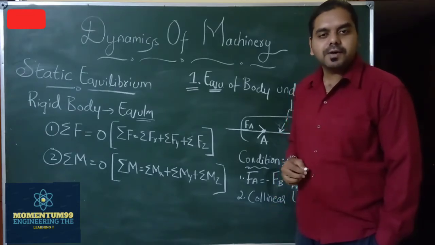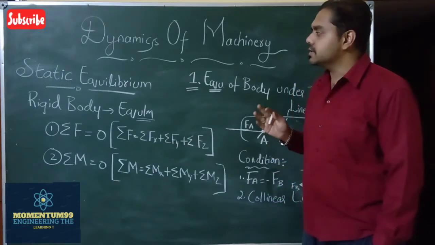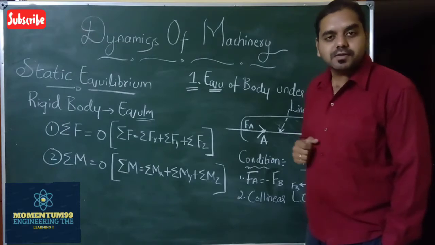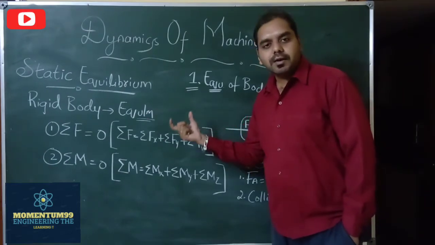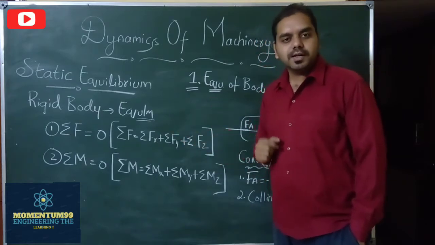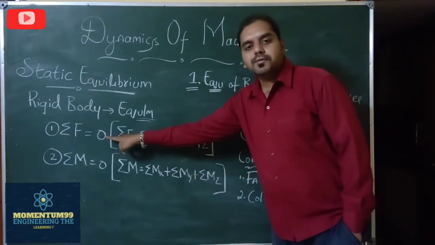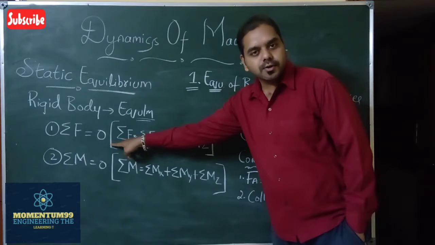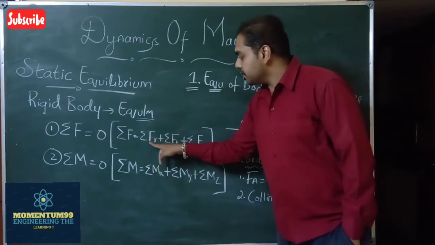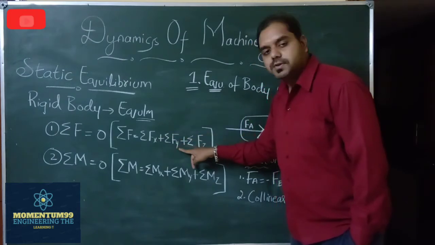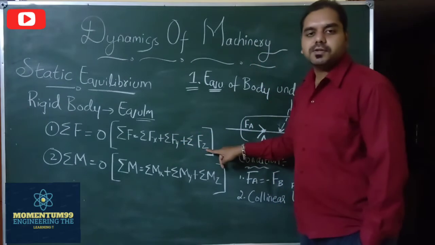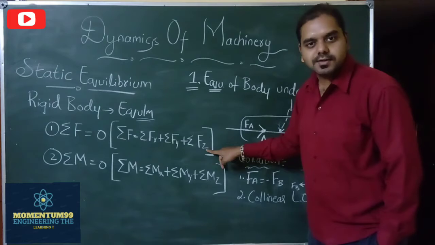In the previous video, we have seen what we mean by static equilibrium. The equations of static equilibrium go like this. Whenever a rigid body needs to be in equilibrium, it has to satisfy two conditions. One is that the summation of all the forces acting on the body should be equal to 0, and this includes the summation of all the forces acting along the x direction, the y direction, and also the z direction. This is the first condition.